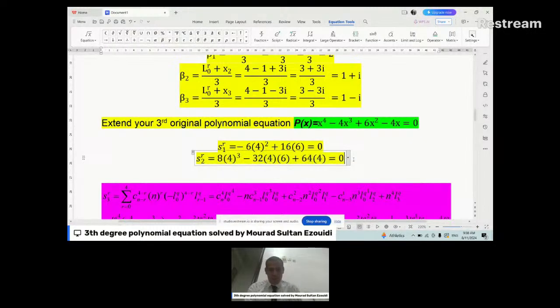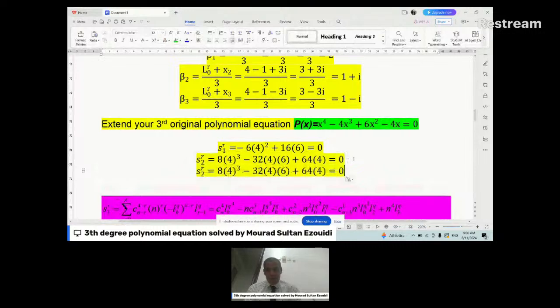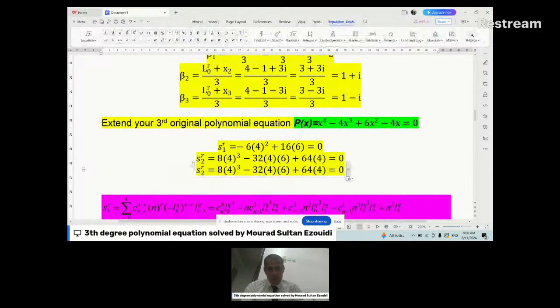You see? To show the method of Cardan is false. So now I'll check this, positive, negative. So it will be negative 3 times 4 raised to the power 4, and plus 16 times 4 squared.